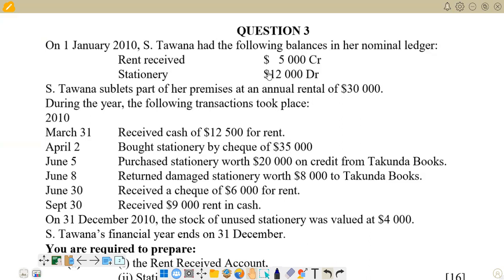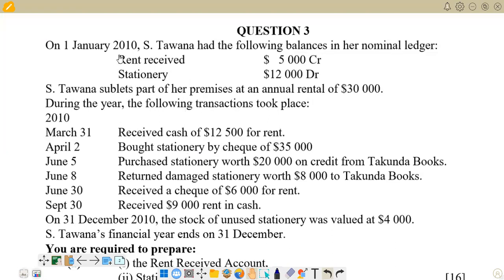This is a question on the preparation of the rent received account and the stationery account. In this question, we are going to apply double entry so that we are able to prepare these two accounts, the rent received account and the stationery account. So I'll go through the question and then we answer the question.